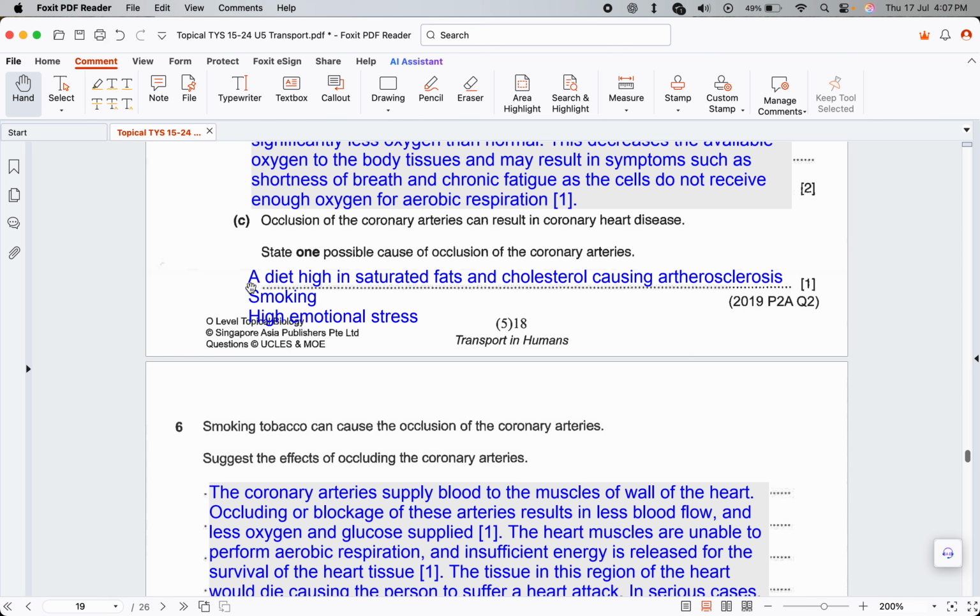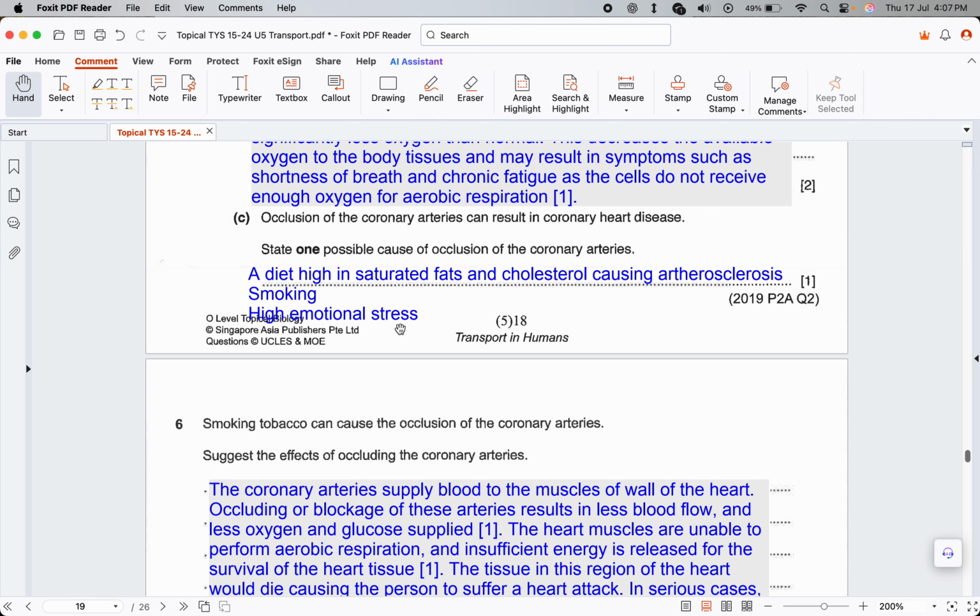So the 3 reasons, of course, are a diet high in saturated fats and cholesterol. Please write the full sentence. Don't just write cholesterol, because that's not what causes it, but it's a diet that is high in saturated fats and cholesterol. All right, and smoking, and then high emotional stress. Again, don't be selfish with your words.